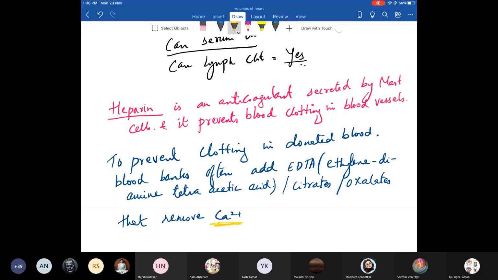Blood stored at the blood bank is at 4 degrees. Please write down this.